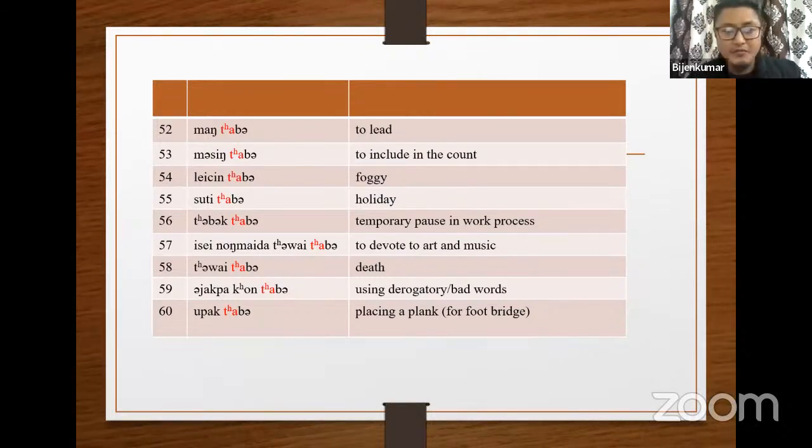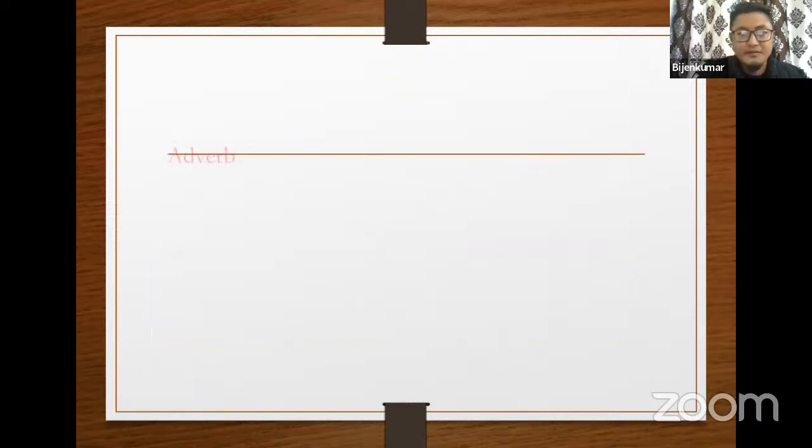Then thawai thaba. Let me try to move fast, we are running out of time. Thawai thaba is to devote to art and music, referring to a person who has devoted to art and music. Then thawai thaba is also the dead. Then ayakpakon thaba means using very derogatory or bad words. Thaba is placing a plank temporarily as a foot brace.